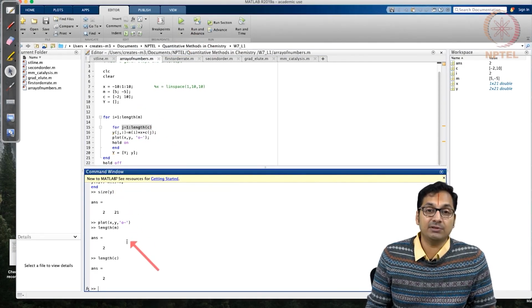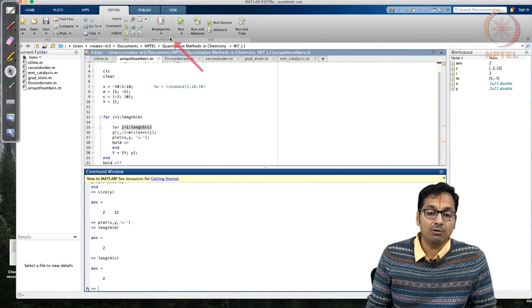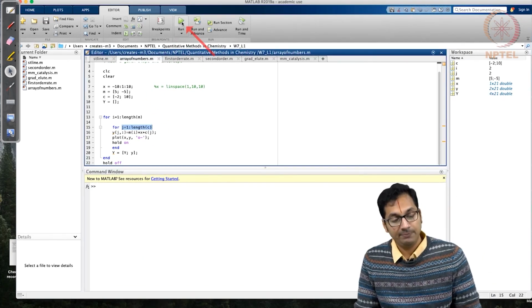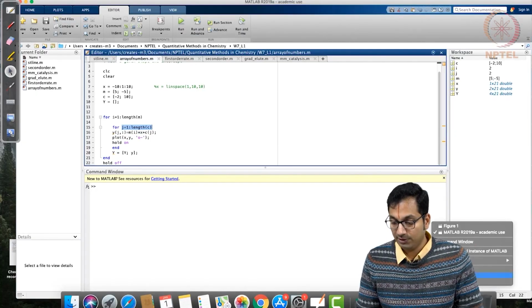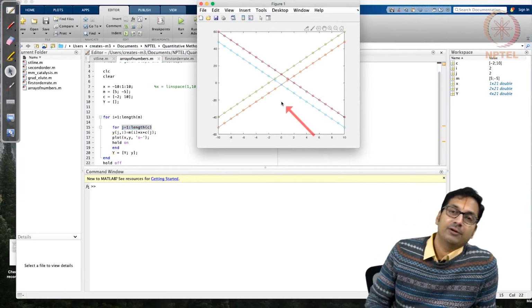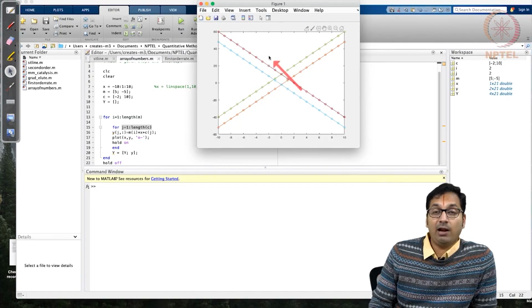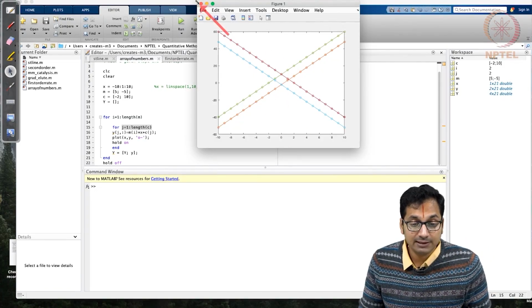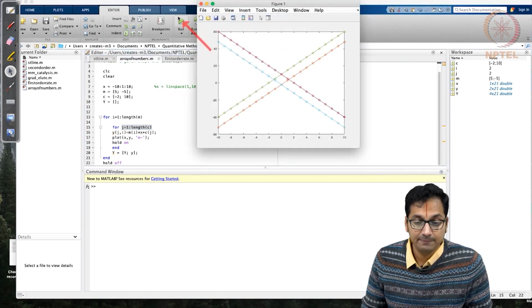Instead of typing each of the commands at the terminal, I have written the code in a simple script, and when you hit run, what ends up happening? It also ends up plotting the figure for you. So what has happened here? It has plotted, of course, with different colors. We have not defined what each color is. Let's actually close this and restart this.